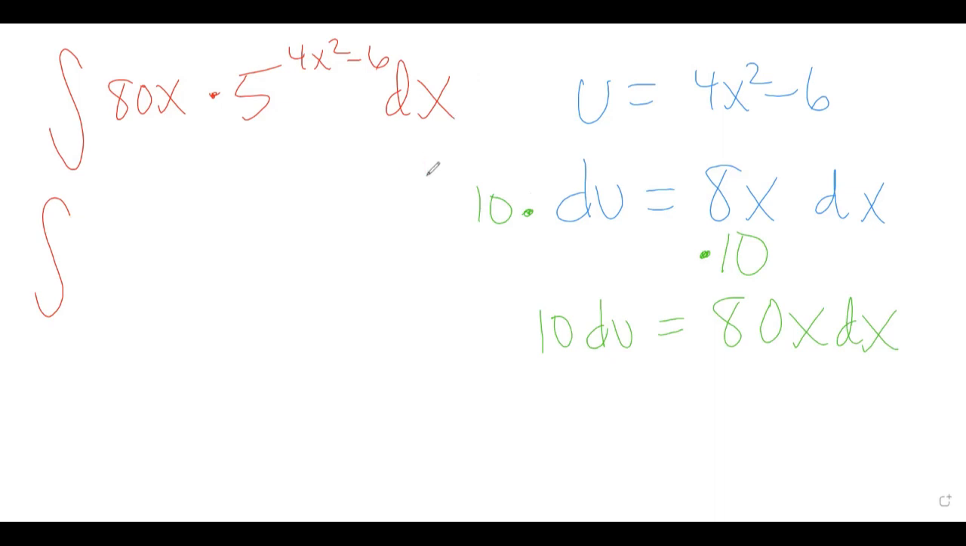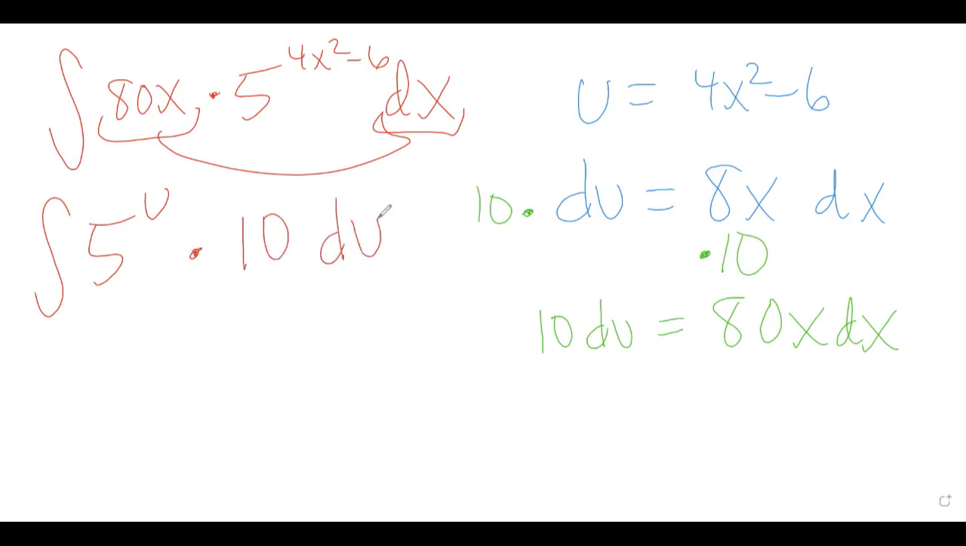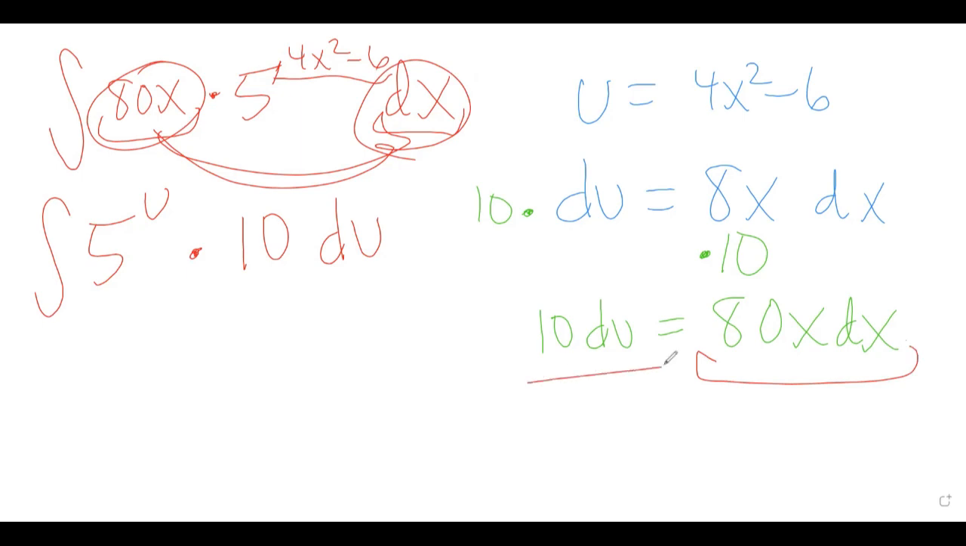So let's see. The original problem, the 5 is there, and its exponent gets replaced by u, and this component combined with this part get replaced by 10 du, right? Everything has to be accounted for. The 5 is there, the whole power is u, and then the missing pieces, or this piece combined with this piece there, get replaced by 10 du.